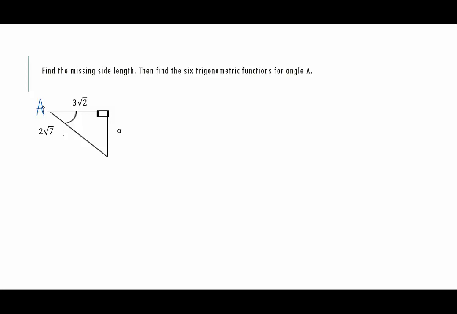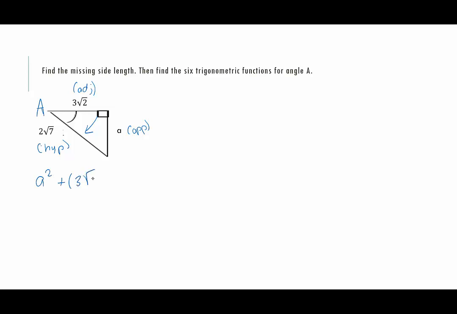And now we need to figure out the value of a. So here's A, so this is the side opposite of A. This is the side adjacent to A, and this is our hypotenuse. The hypotenuse is always opposite the right angle, so that's how we know which one's the adjacent side versus which one's the hypotenuse.